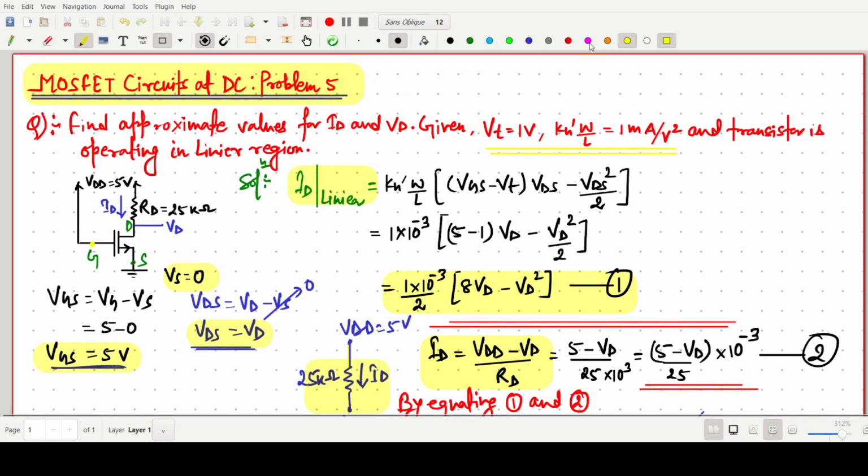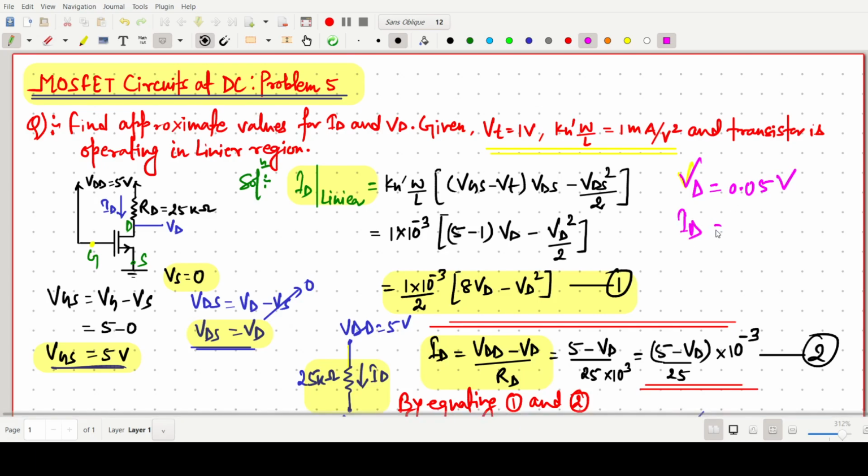So the final answer for this question will be: VD value will be around 0.05 volt, and ID value will be 0.2 milliampere. So this is all about this question.